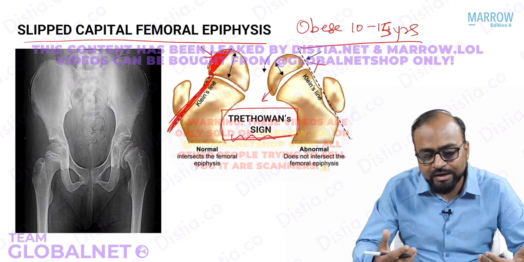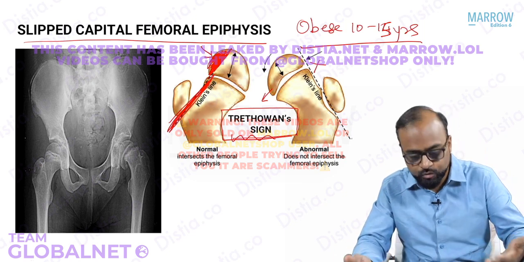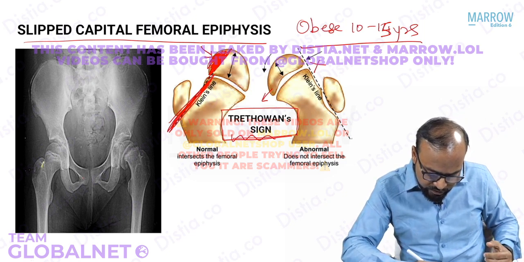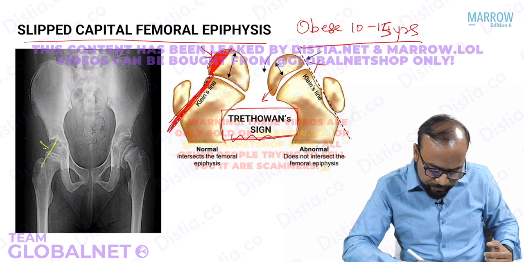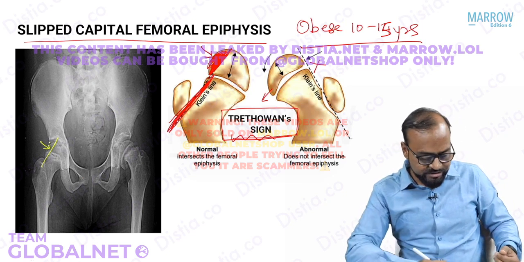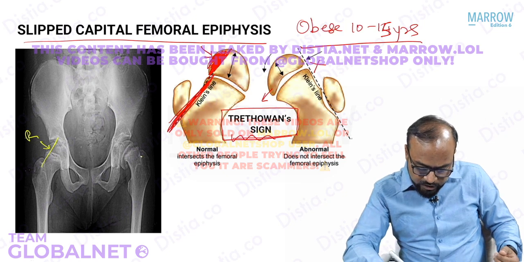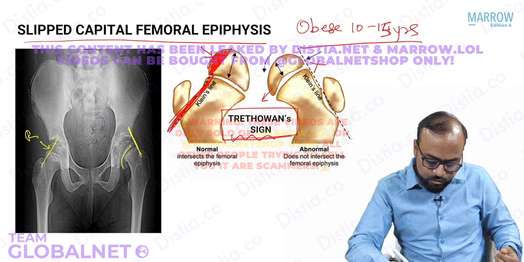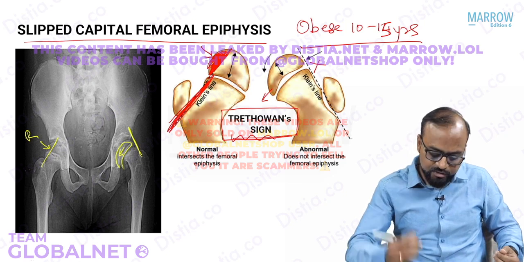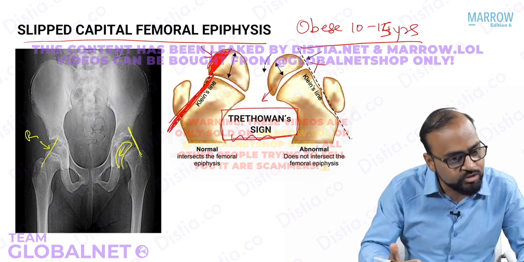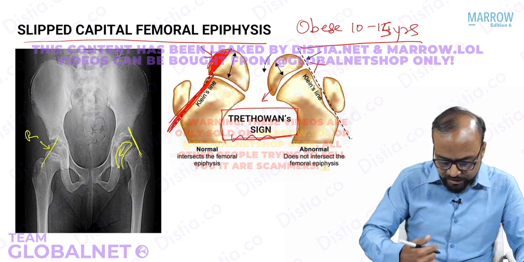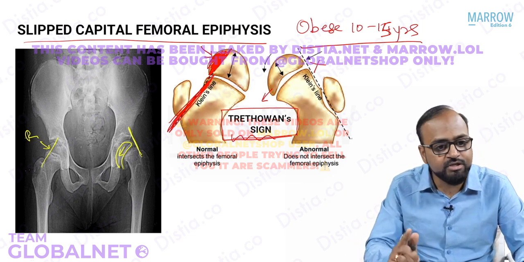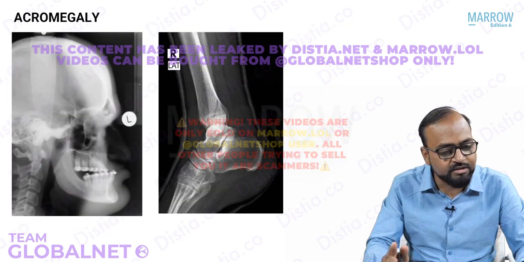So usually, an AP view X-ray of the hip and a frog leg view X-ray are done. In this radiograph, let us draw the Klein's line. If we draw the Klein's line on the right side, it cuts through a part of the femoral capital epiphysis. But look at the left side. On the left side, if I draw a Klein's line, is it cutting through any part of the femoral capital epiphysis? No, it is not, because this capital epiphysis has slipped down. So this is called slipped capital femoral epiphysis, right? And this is usually seen in children. We have seen what is Klein's line and what is Trethowan's sign.